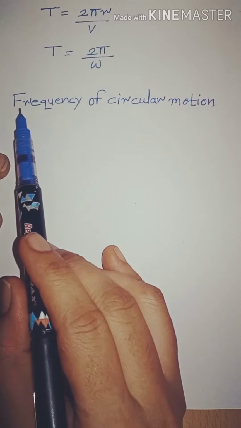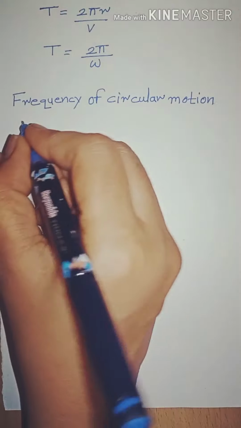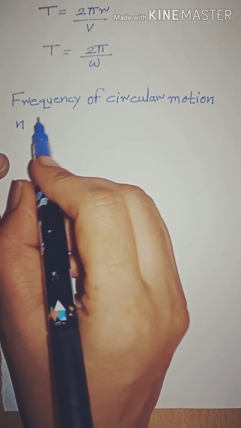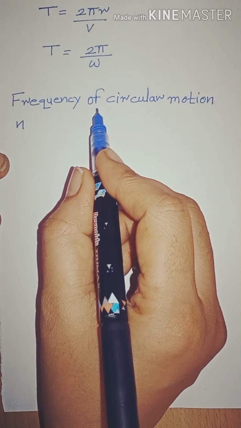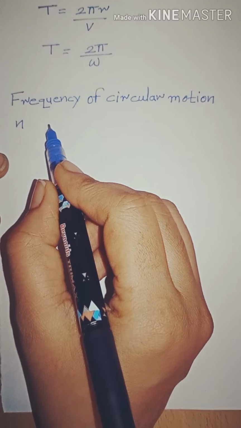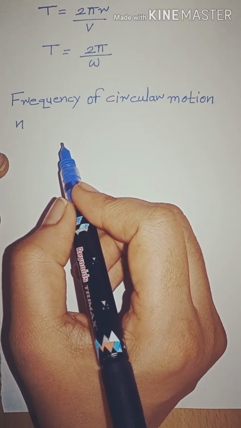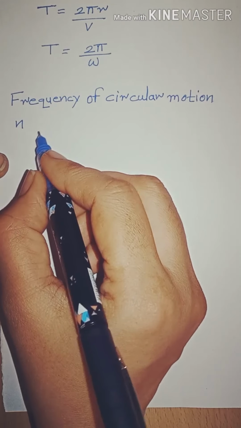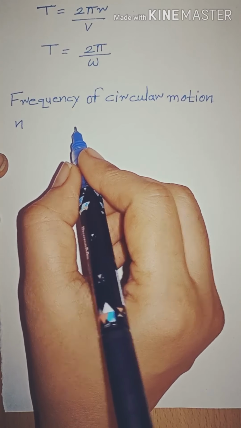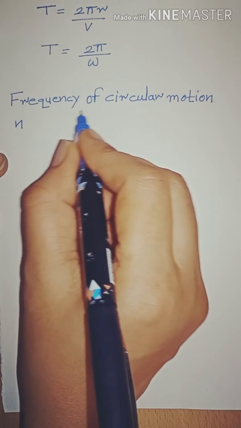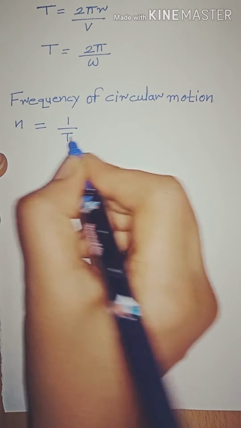Let us understand frequency of circular motion. It is denoted by the symbol n. Frequency of circular motion is defined as the number of revolutions performed per unit time by an object performing circular motion. That is, in unit time, how many revolutions are performed by the particle. The formula for the frequency of circular motion is n is equal to 1 upon T.